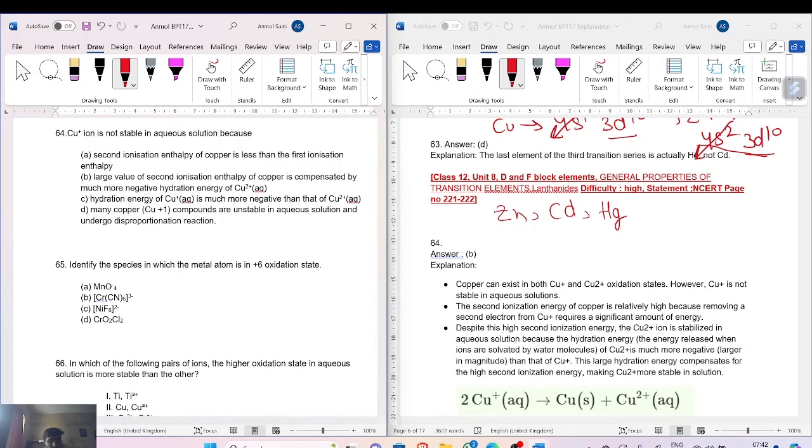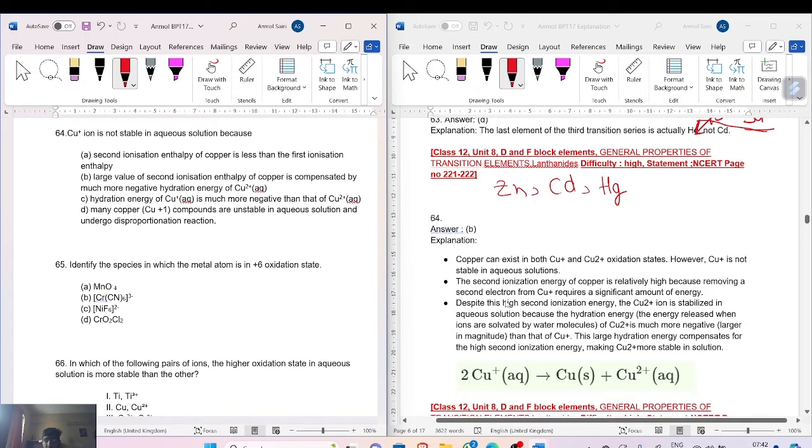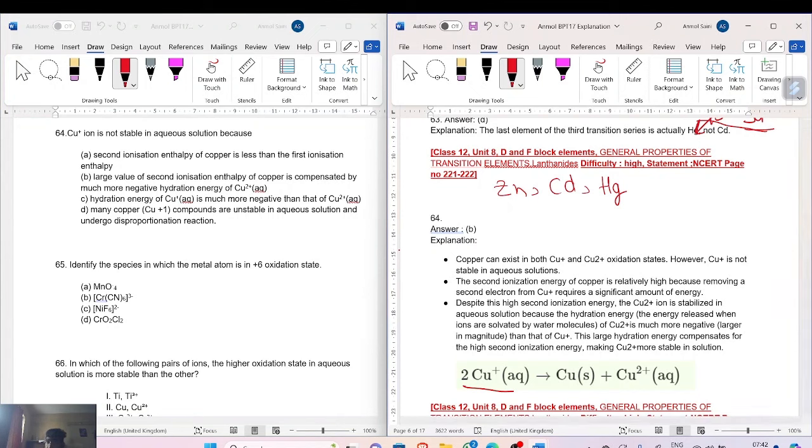The last one is correct. That Cu plus is unstable, and the reaction is shown here. Cu plus aqueous is unstable, so it will disproportionate, meaning one will go to a higher oxidation state and another one will go to a lower oxidation state. Here it is in +2 oxidation state and here copper is in 0 oxidation state. Hence this is a disproportionation reaction, but it can't explain the reason.